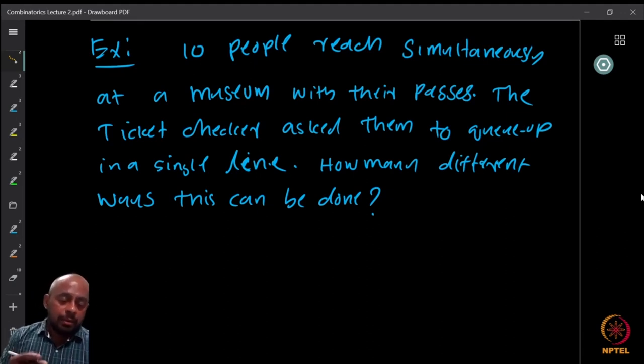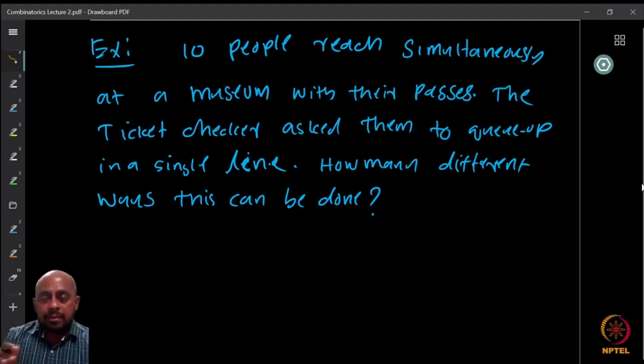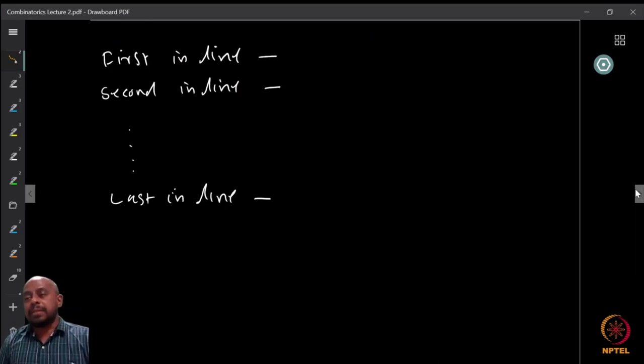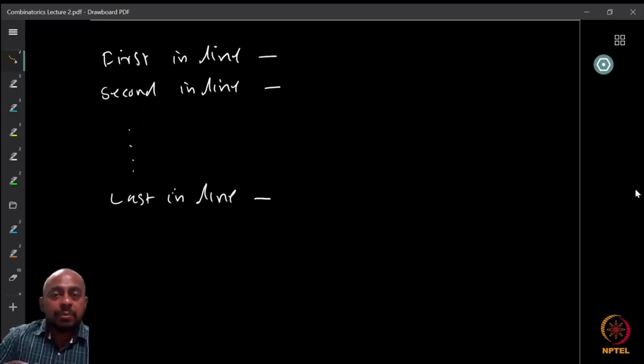So how will you count this? Let us look at the first person who is going to be in the line. The first person can be any of the 10 persons. So I can choose the first person in any of the 10 possible ways. But when I look at the second person who is going to stand in the line, that is going to depend on who was in the first. The choice of the person who is going to stand second is dependent on who was standing in the first position.